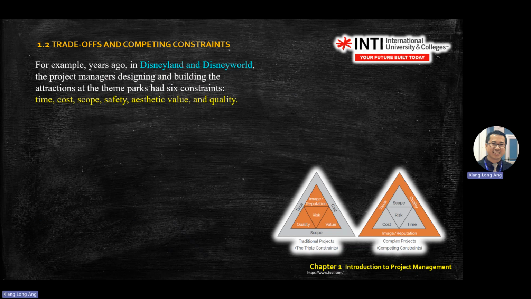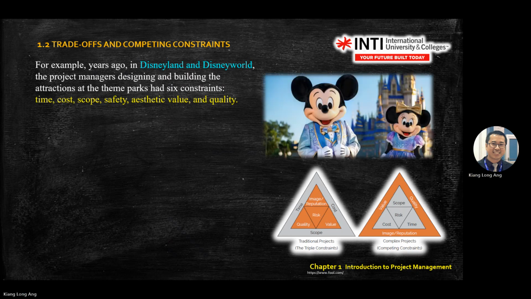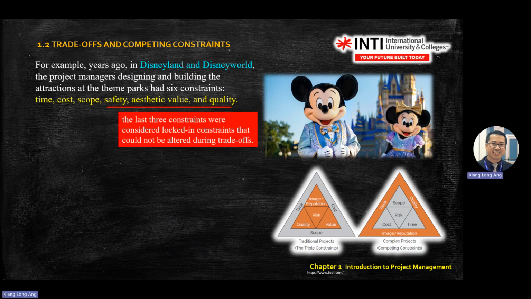So for example, Disneyland. The project manager designs an attraction for the theme park. They have 6 constraints: time, cost, scope, safety, aesthetics, and quality. So they have 6 constraints in their triangular. The last 3 constraints are considered lock-in constraints that cannot be altered during the trade-off. In the process, you need to consider trade-offs, meaning you take away or remove something. For Disneyland, safety cannot be removed.